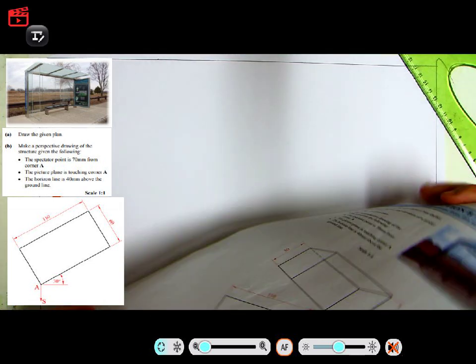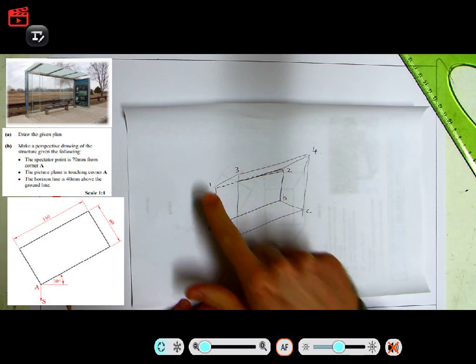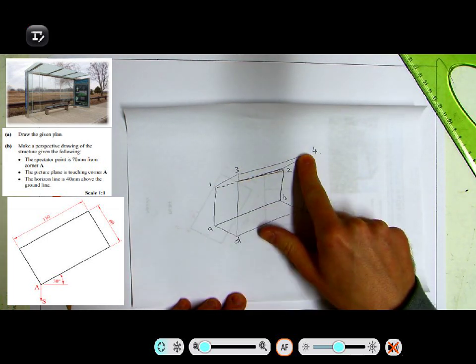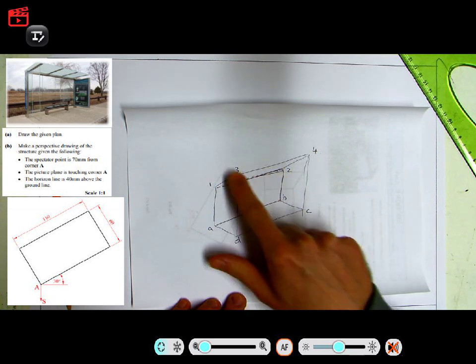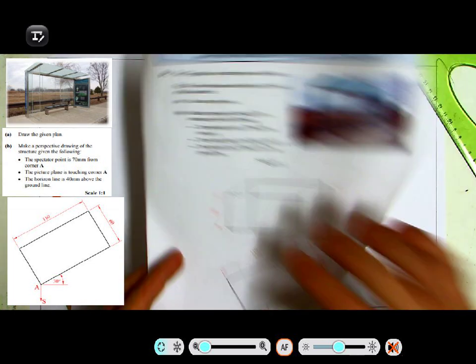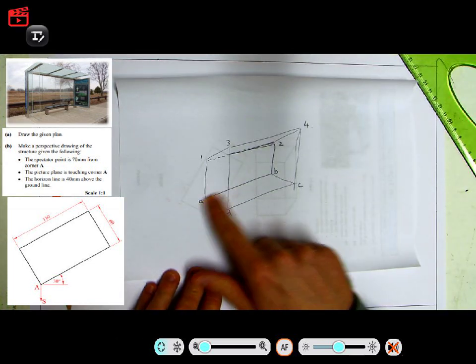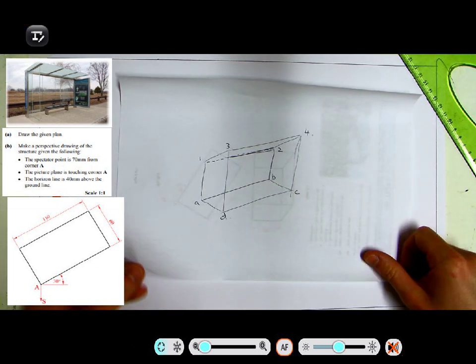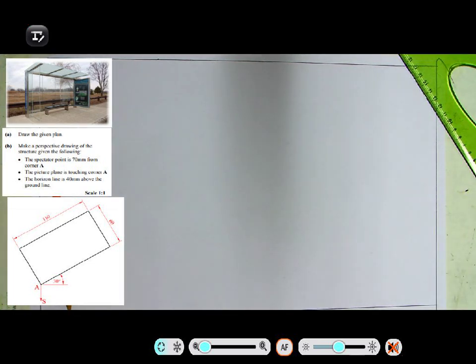Now what I would always advise is that we draw a little 3D graphic and we label up our 3D graphic. So the 4 points at the top of the bus shelter, we have 1 and 2 at the back, 3 and 4 up in the air, just like we have in the graphic here. And on the ground we have A and B at the back and C and D at the front. So we're going to return to that graphic in a few minutes, but we're going to use what we have on the page at the minute.